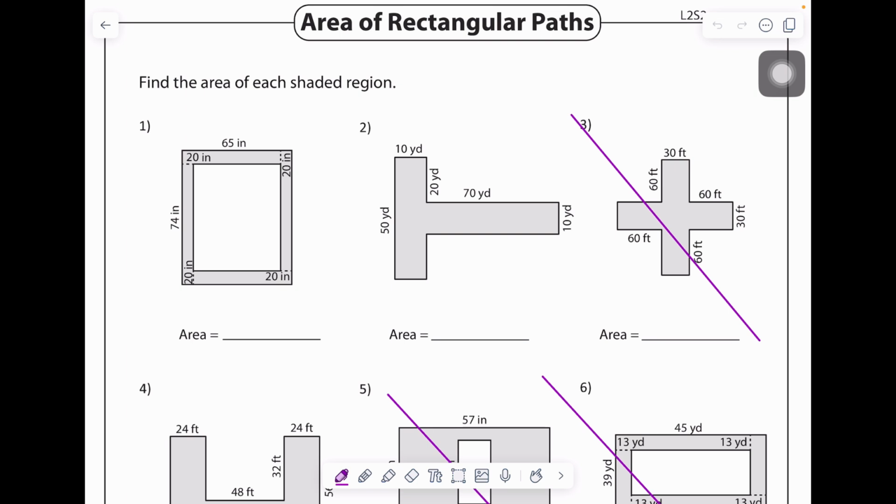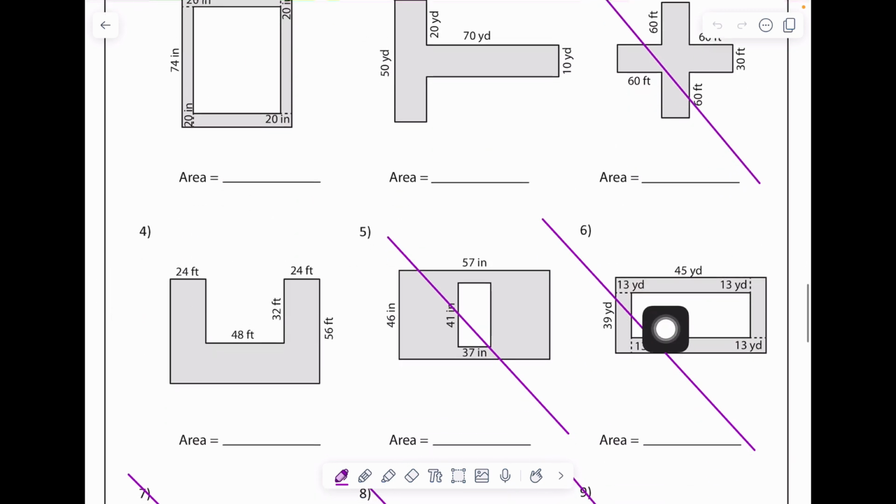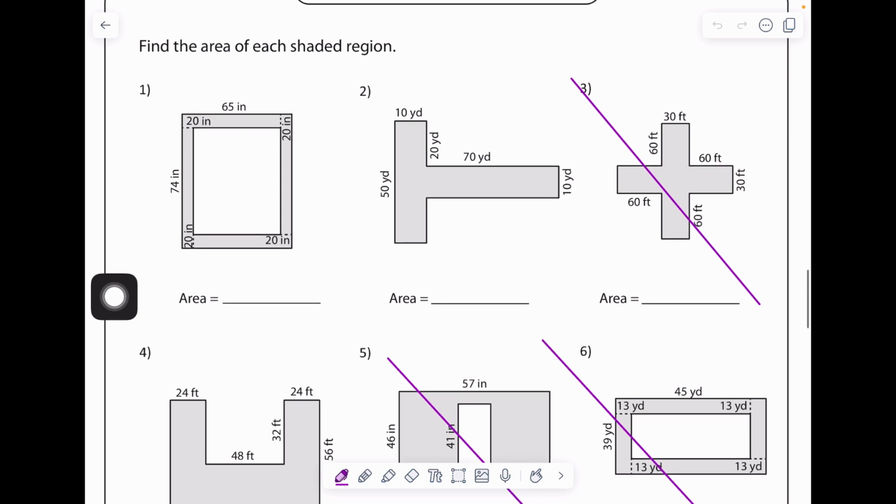The easiest way to do these questions where you have a picture frame setup, where you have the shaded region on the outside and something cut out or not shaded on the inside, similar to number 6 here, is to find the area of the large rectangle. Let me show you what I mean by large rectangle. I mean the one that's on the outer edges of the figure.